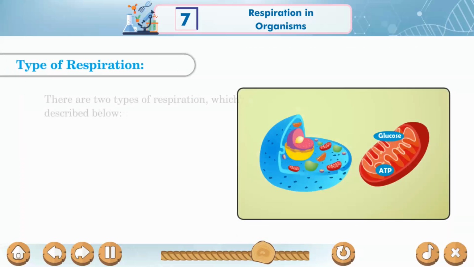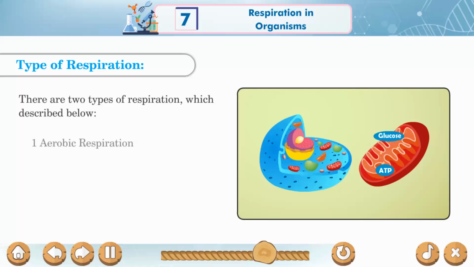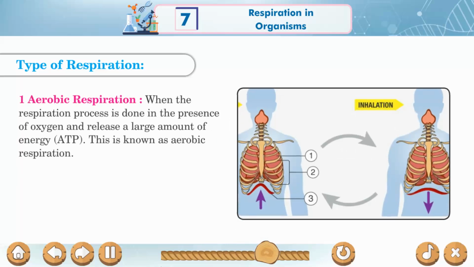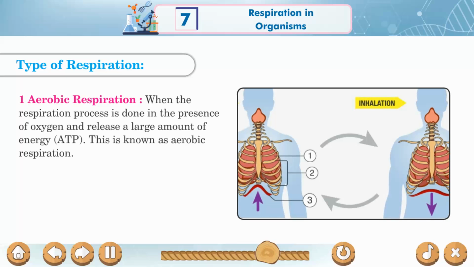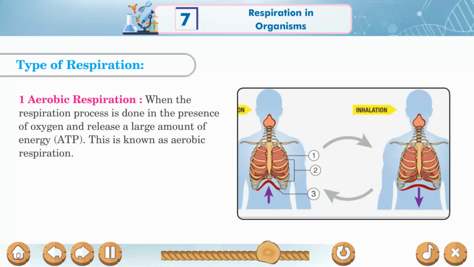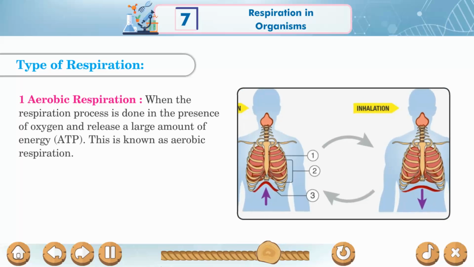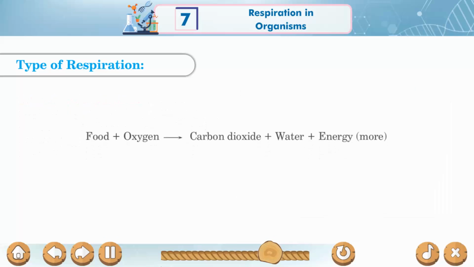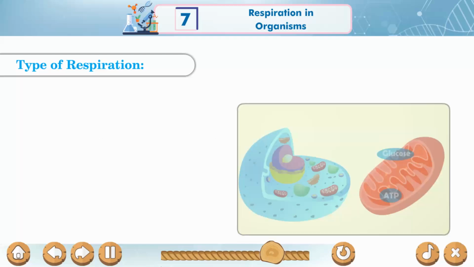Types of respiration. There are two types of respiration which are described below. 1. Aerobic respiration. 2. Anaerobic respiration. 1. Aerobic respiration. When the respiration process is done in the presence of oxygen and releases a large amount of energy, ATP, this is known as aerobic respiration. Food plus oxygen gives carbon dioxide plus water plus energy, which is more.